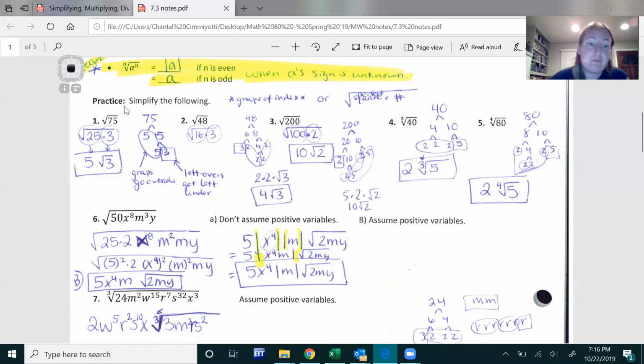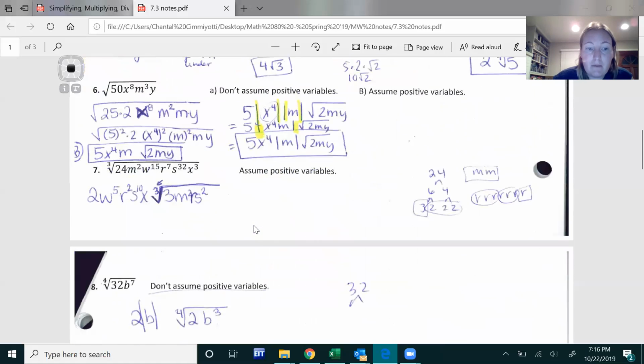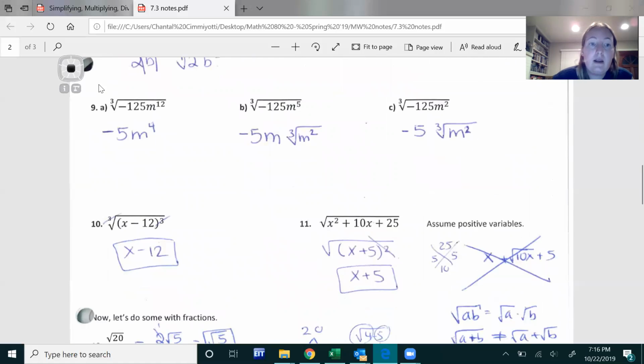For example, let me find a better example. Here, the cube root of negative 125, I know that's going to be a negative. There's no question about that.